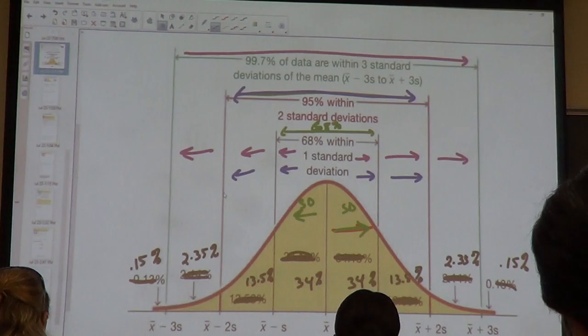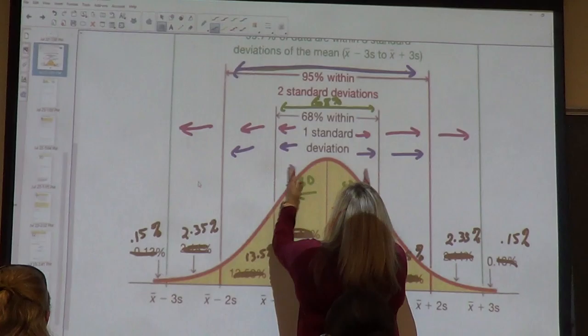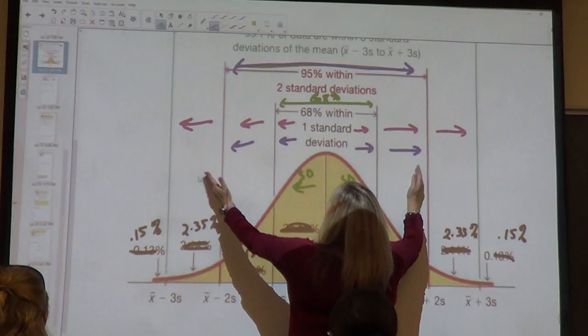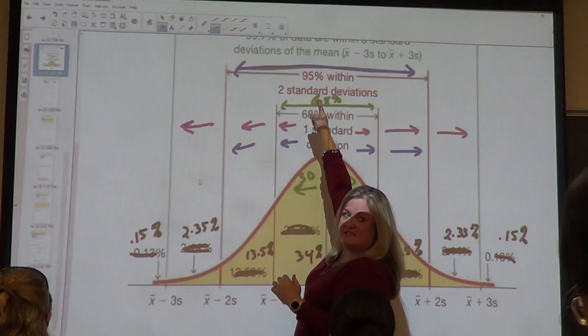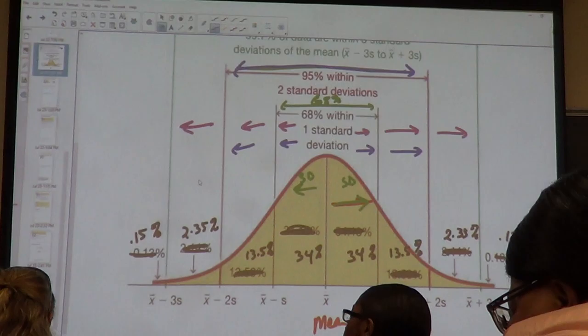That picture kills it. If you go one jump in either direction, 68%. If you go two jumps in either direction, 95%. If you go three jumps in either direction, 99.7%. So 68 is one jump, 95 is two jumps, 99.7% is three jumps.